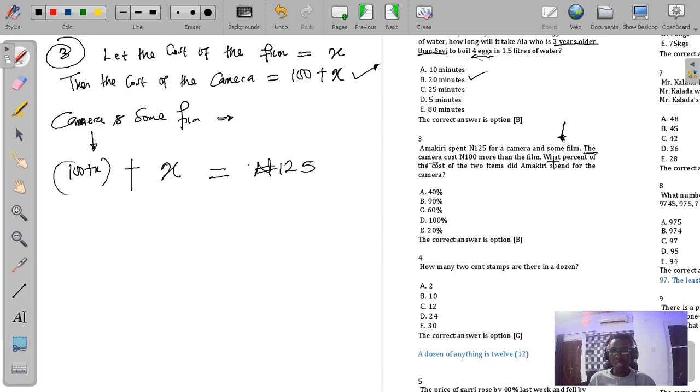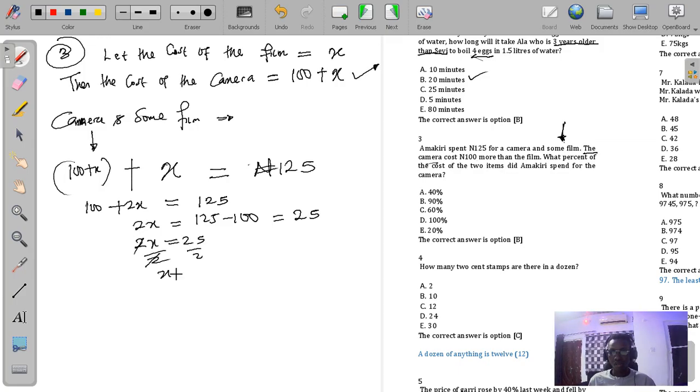So what we need to do now is find the percentage of the cost of the two items. In this case, I can easily solve this, and that is 100 plus 2x is equals to 125 naira. Then I will take this one to the other side. You have 2x is equals to 125 minus 100. Now 125 minus 100 is 25. And if I divide both sides by 2, that will give us 12.5. Am I correct? Yeah, 25 divided by 2 is 12.5.